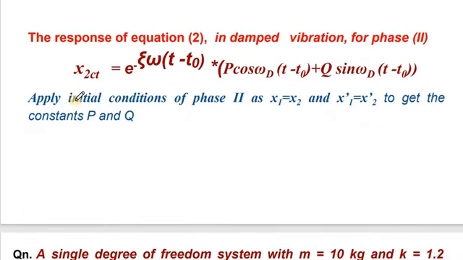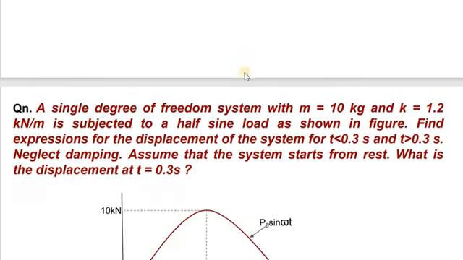Now similarly, by applying the initial conditions, then in the second stage, one more phase is there. That phase also, by applying the boundary conditions, I can find out. Initial conditions, I can find out x1, p and q. So I am not explaining this too much because it is just substituting and finding out the values.